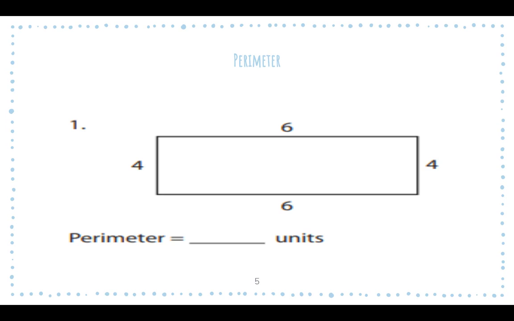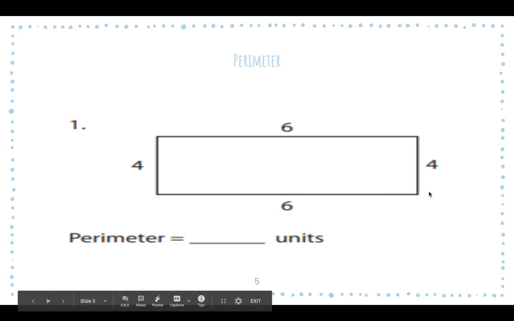Okay, so for perimeter on this one, this rectangle, I know that I have to add all of these sides up. Okay. So I'm going to add 6 and 4 plus 6 plus 4 to get my total perimeter.